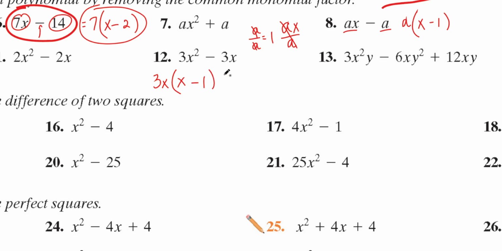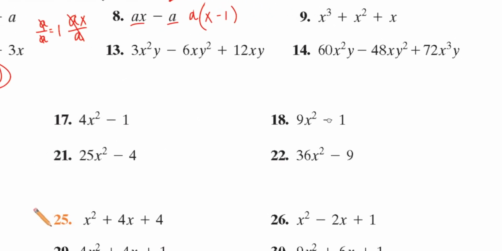How can I check to see if that actually works? Well, multiply it through, distribute it. So 3x times x is 3x squared, minus 3x times 1, which is 3x. It does work, doesn't it? All right, so we circle it, and that's our answer. Simple. One more.